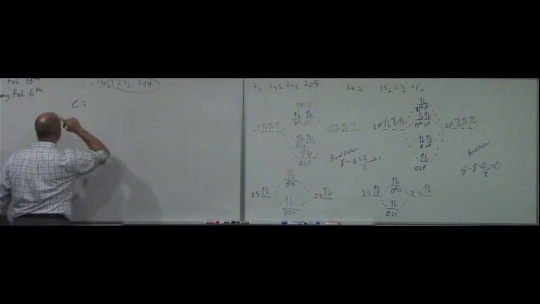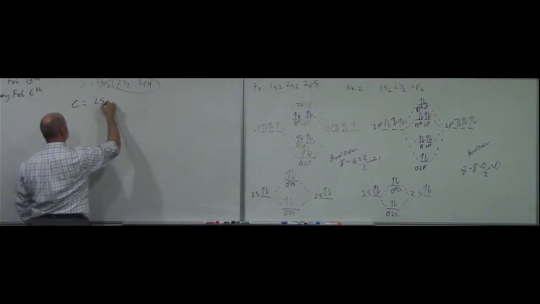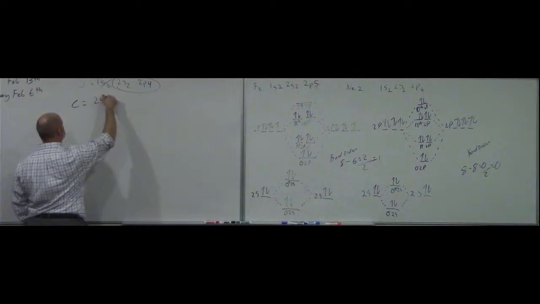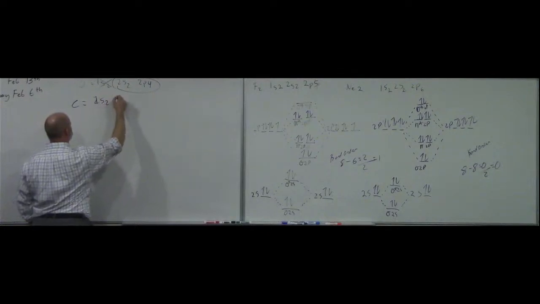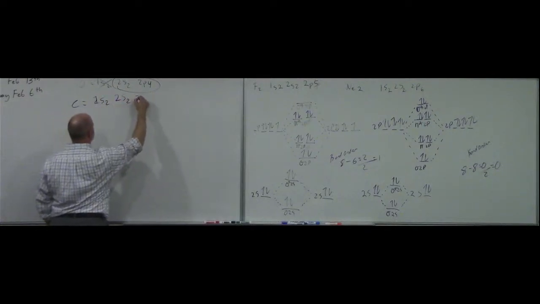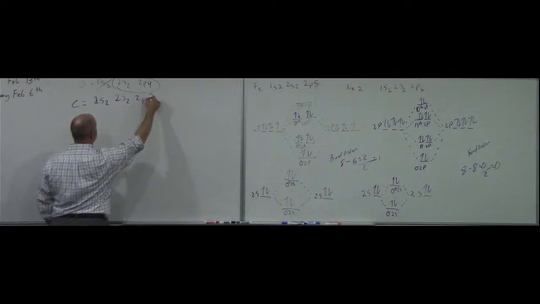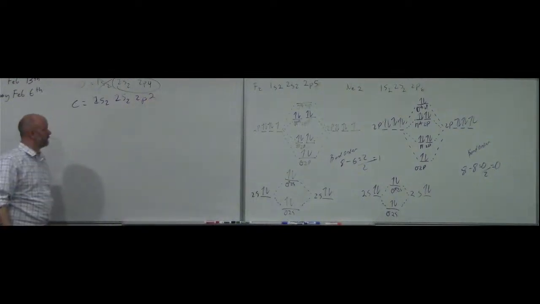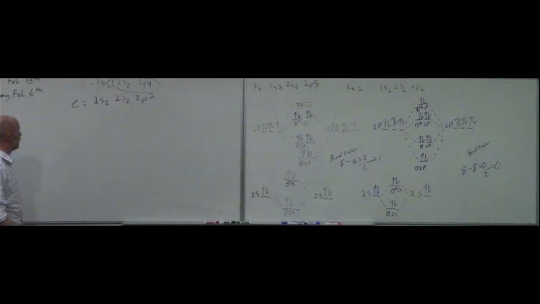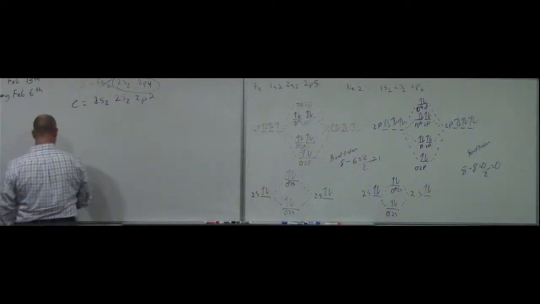Let's do carbon. So carbon is 1s2, 2s2, 2p2, right? Mm-hmm. All right, that's 6. Okay. So let's go ahead and do carbon. So I'm going to have my 2s, right?